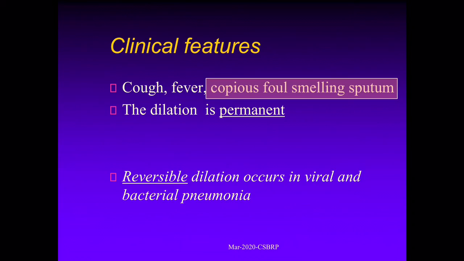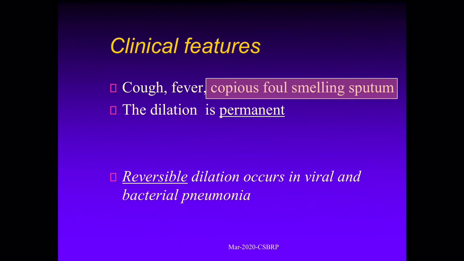In a long-standing case of bronchiectasis, the patient will have cough associated with fever, and this cough is productive, and he brings about lots of sputum which is foul smelling. So this is a very important clue to the diagnosis of bronchiectasis. So the person who is suffering from bronchiectasis will be coughing and bringing about voluminous sputum which may be around 0.5 liters per day, and which is very foul smelling.